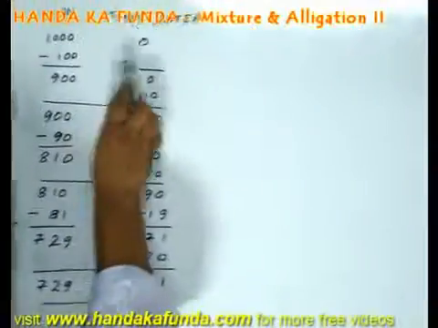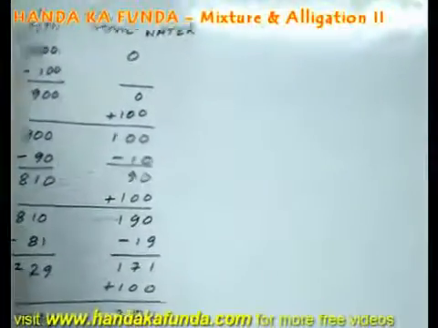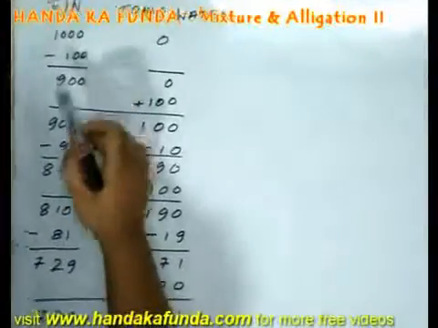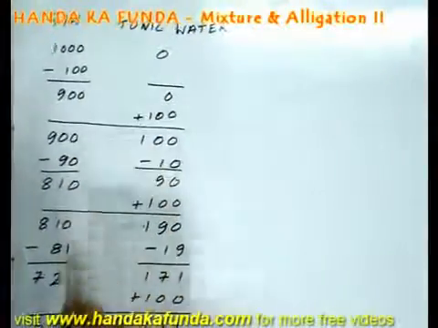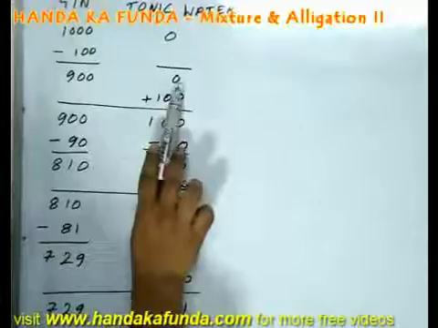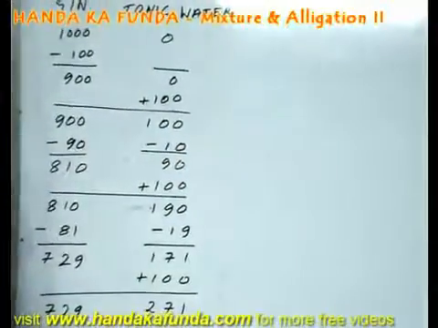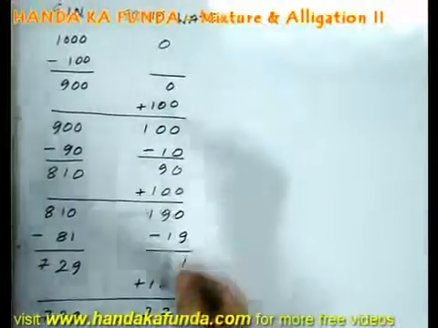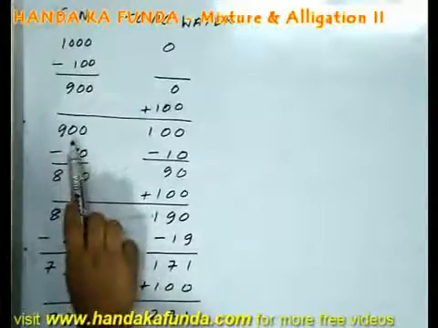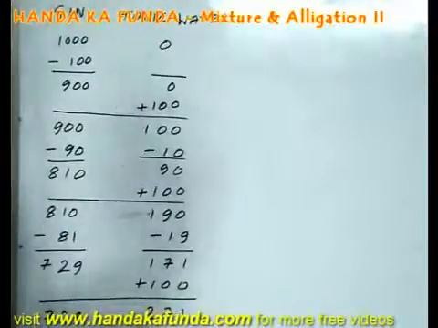Originally, I have gin as 1000 ml and tonic water as 0 ml. I take out 100 ml from it. All pure gin comes out. So I am left with 900 ml of gin and 0 ml of water. Then I add 100 ml water to it. So my ratio becomes 900 is to 100 or 9 is to 1.